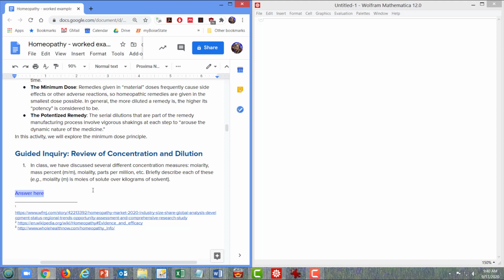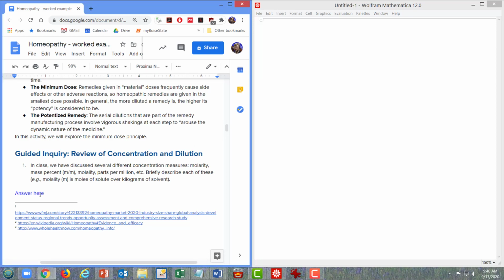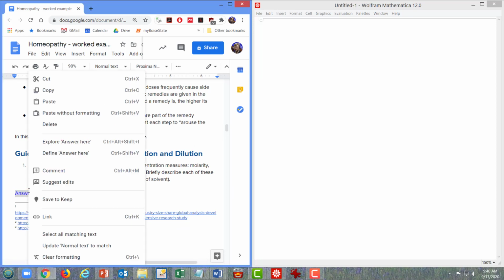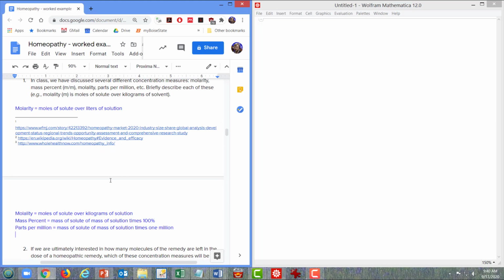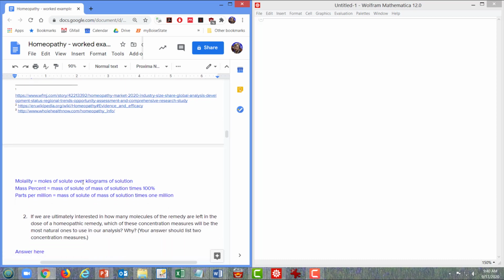Question 1 is asking for definitions of the main types of concentration measures. I'm going to assume that you are able to look those up without too much problem, so I am going to paste them in here. Okay, molarity, moles of solute over liters of solution. Molality, moles of solute over kilograms of solution. Mass percent is mass of solute over mass of solution times 100%. Parts per million, mass of solute over mass of solution times 1 million.